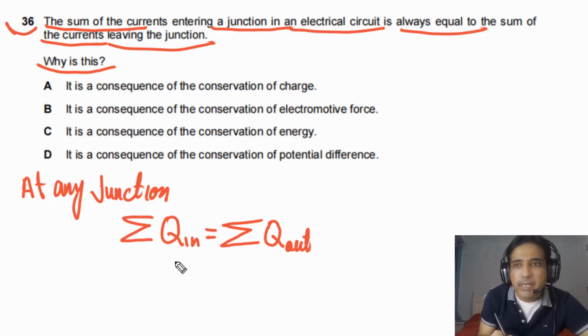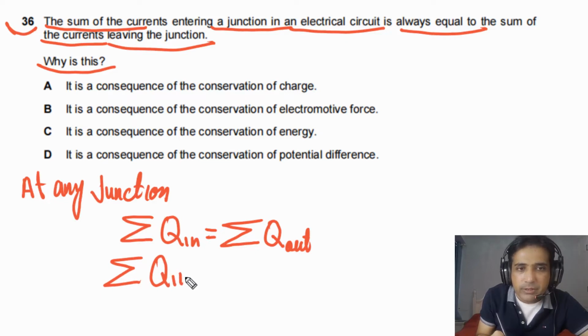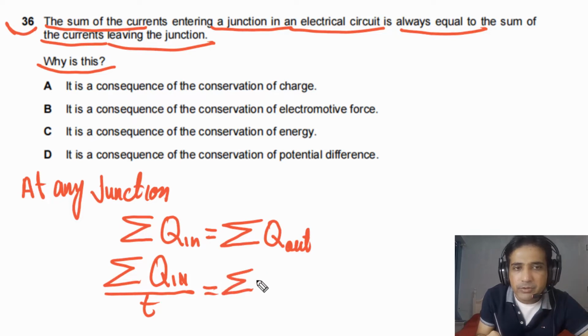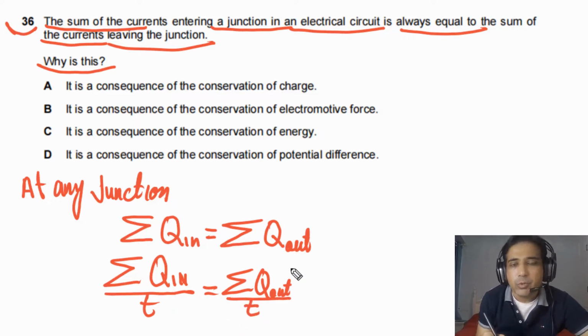But if we divide charge entering a junction by t, and if we also divide charge leaving a junction by t, then Q over t is equal to current. So we can say this is I in, meaning sum of currents, total current entering. This will be equal to total current leaving. Total I leaving means sum of currents leaving a junction.